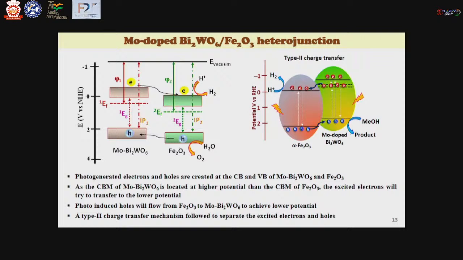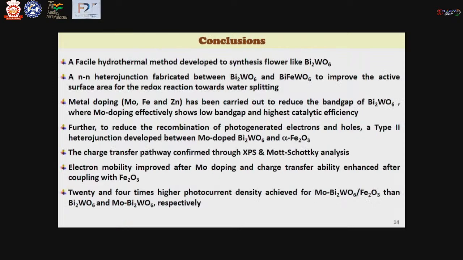Here these photogenerated electrons may vectorially transfer from this to this, owing to the lower potential of this material, iron oxide, and holes may transfer from this to this. Therefore electrons and holes are separated in both bodies. That's why these electrons may reduce water to generate hydrogen, and holes can oxidize water to generate oxygen. So using this system we may get hydrogen as well as oxygen. That is, this material is suitable for overall water splitting. So these are the conclusions.